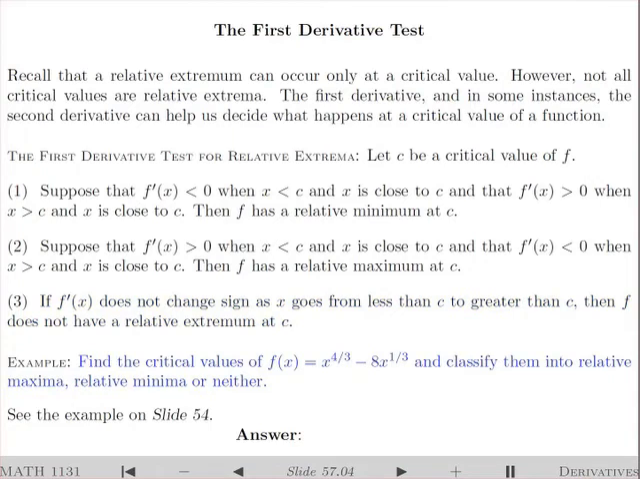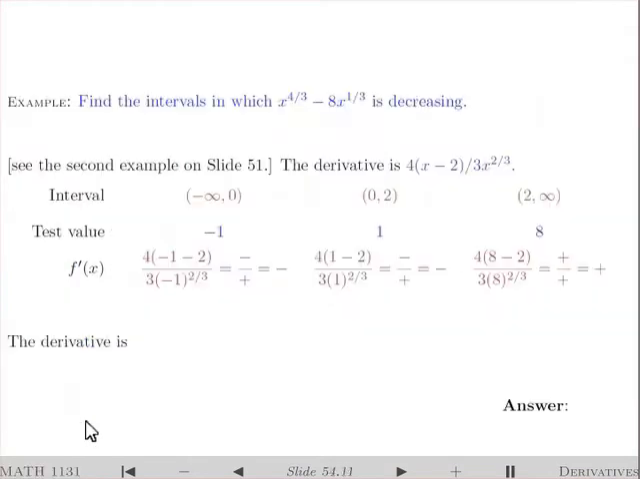Let's look at examples of this test. First, we will do a couple of examples where we've already done the hard work, which is doing the sign chart for f prime. Our first example is x to the power 4/3 minus 8x to the power 1/3. We did the sign chart earlier. It's on slide 54. Here is the sign chart.